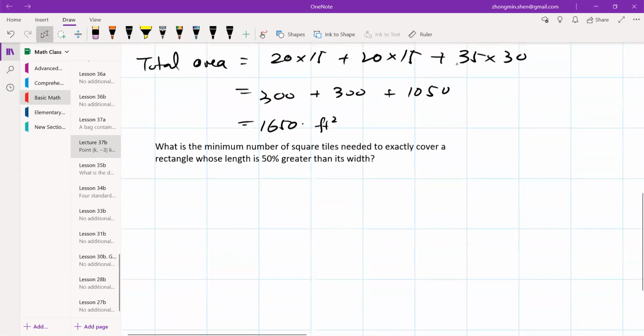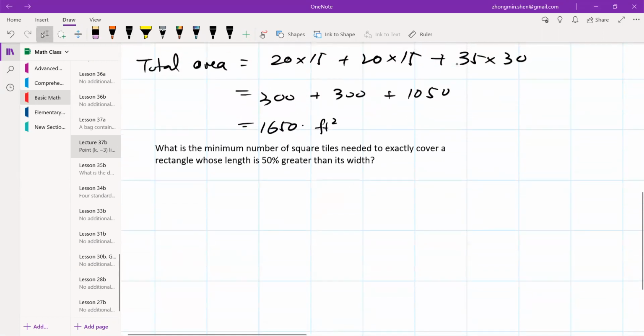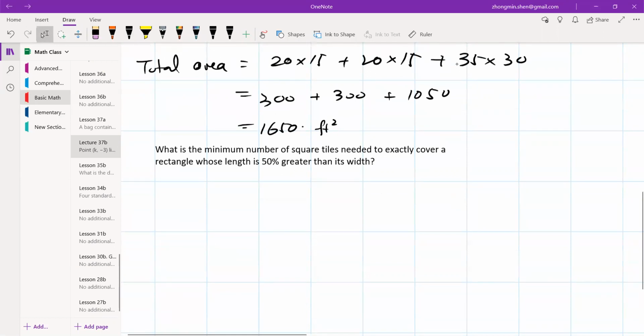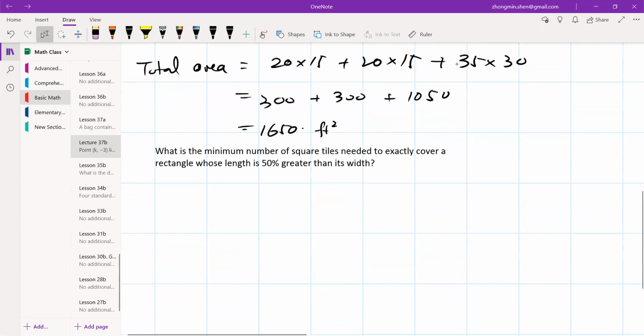What is the minimal number of square tiles needed to cover a rectangle whose length is 50% greater than its width? Now, here's the point. Tile is a square, okay? When we're talking about tile, it means it's a square. Every tile is a square tile. It's clearly stated that it's a square tile, okay?